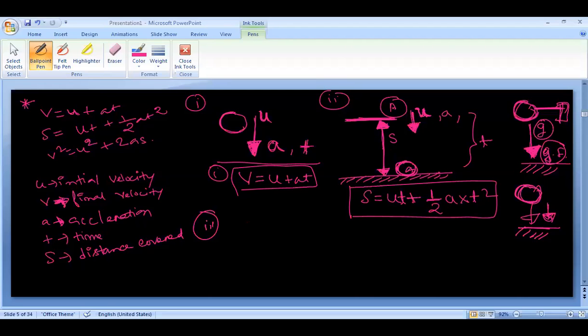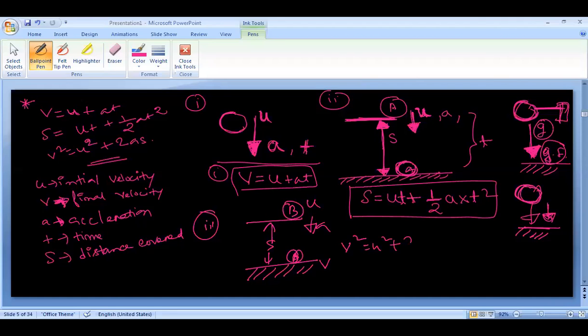Suppose this is your body A, this is body B, and this is the ground, and the distance is denoted by s. We know the initial velocity and the final velocity, and the value of a will be the same, that is, acceleration due to gravity. But time is not given, that is, after what time it will strike the ground. If you don't know the time, then you can apply this formula: if you know the final velocity, initial velocity and acceleration, you can find the distance by using v square equals u square plus twice as.